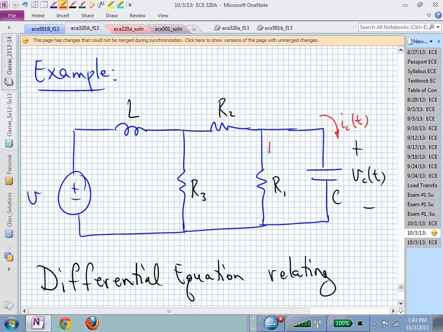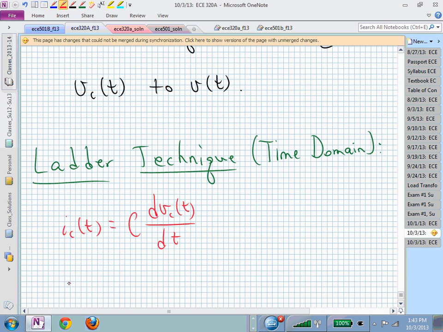What if somebody now wants to know this current, I sub R1? Can we express that current in terms of the output voltage? R1 is in parallel with C, isn't it? So they share the same voltage. What's I sub R1? Is that okay?